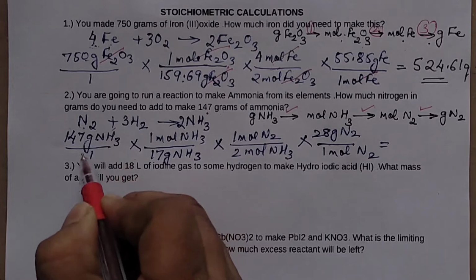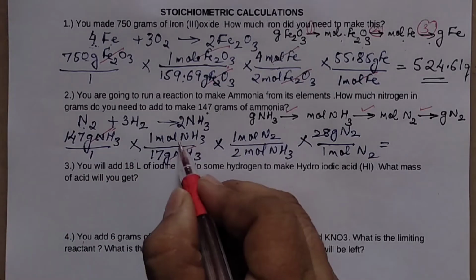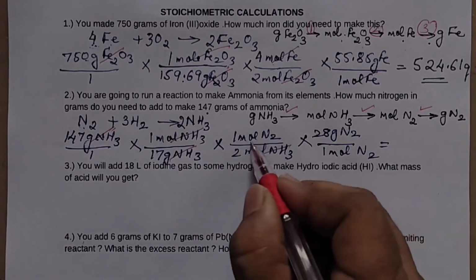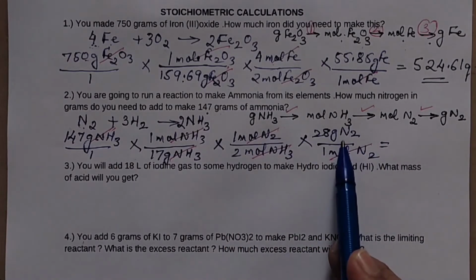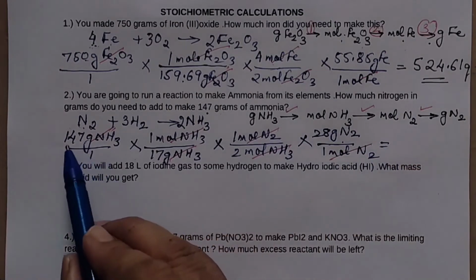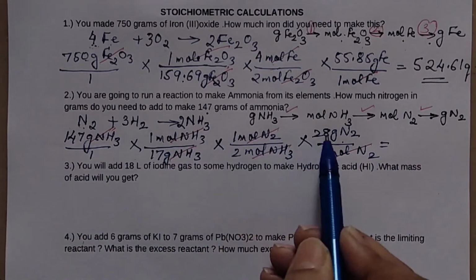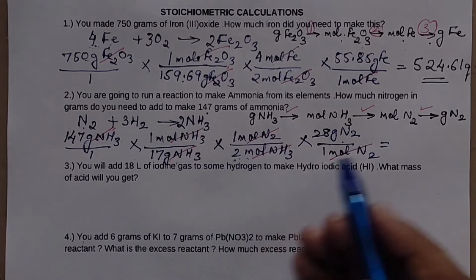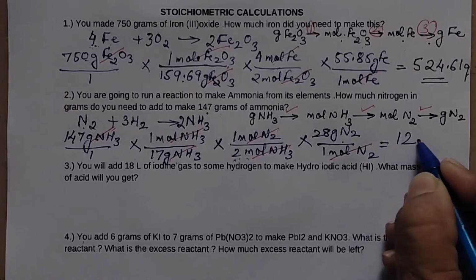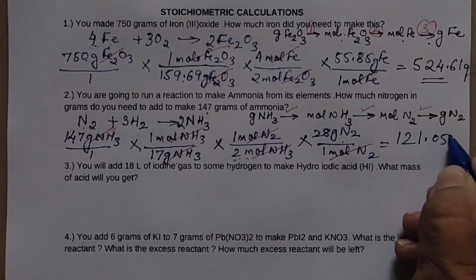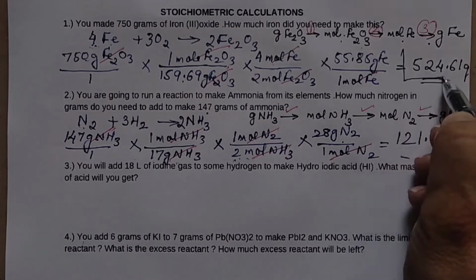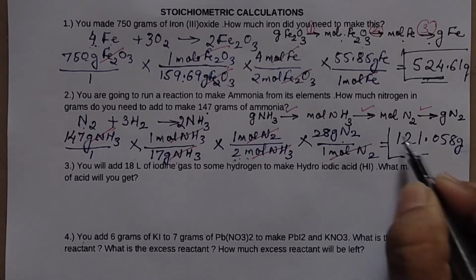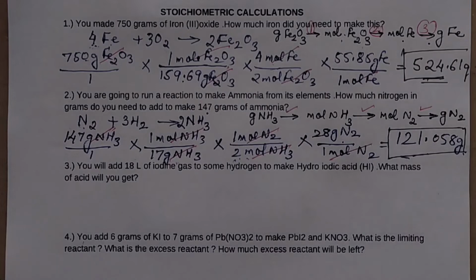This is grams of ammonia, grams of ammonia. Mole of ammonia, mole of ammonia. Mole of nitrogen, mole of nitrogen. So you are left over with the grams, right? So when you solve it, 147 into 28 divided by 34, that means you will get the answer as 121.058 grams. So this is the answer. So the answer for the first one was this, and the answer for the second one is this. Got it? This is the second question.